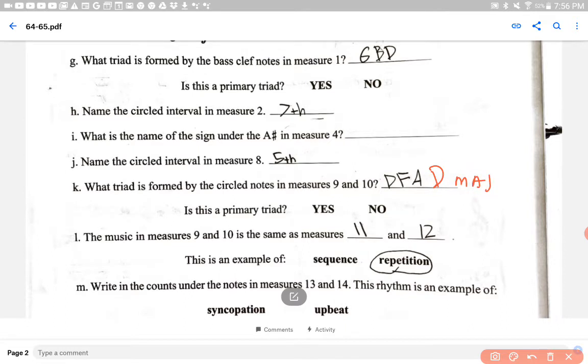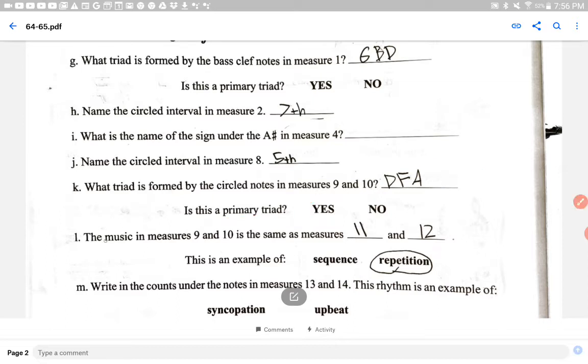What is D in G major? If you count the scale, G is first, A is second step of the scale, B is third step of the scale, C is fourth step of the scale, and D is fifth step of the scale. So the question is if it's a primary triad. It is, because it's based on the fifth step of the scale.